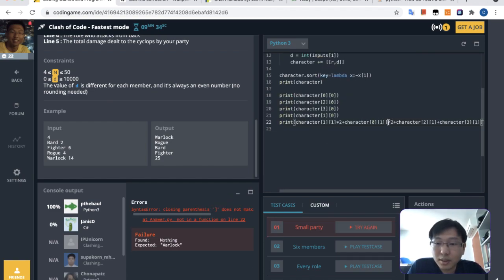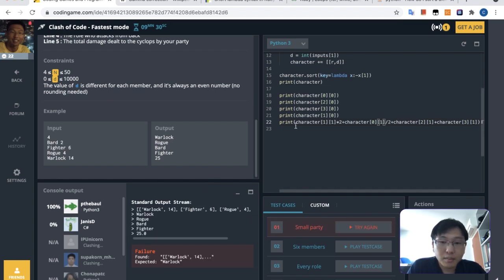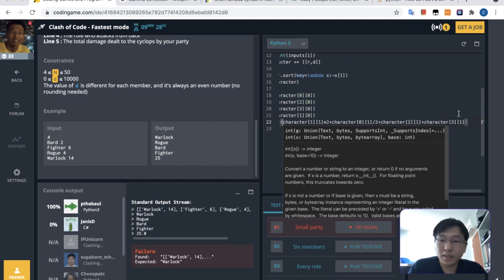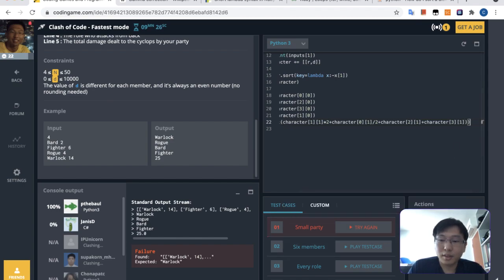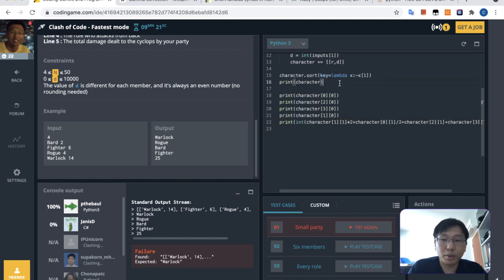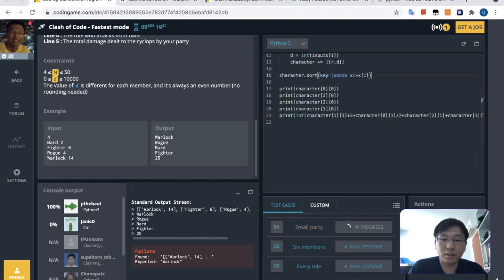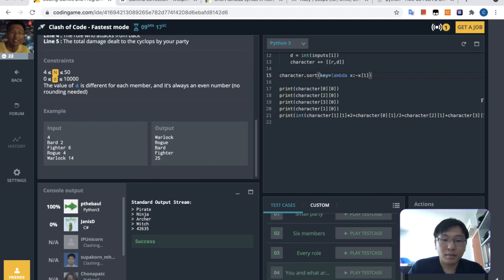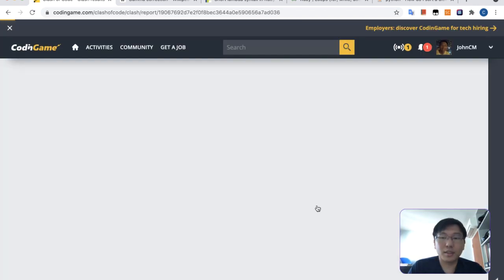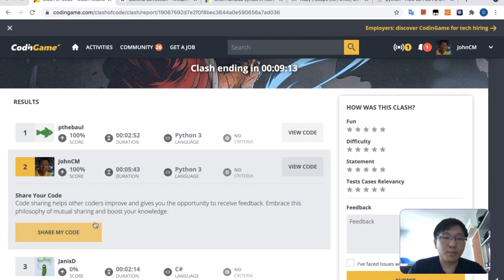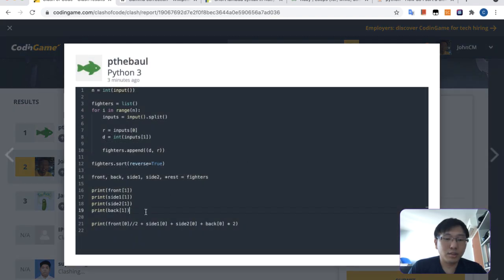Closing parenthesis. Let's just make this an integer, or I could do a floor divide. Okay, so I print out this thing. Let's remove it. Okay, looks good. Confusing problem, but easy solution.